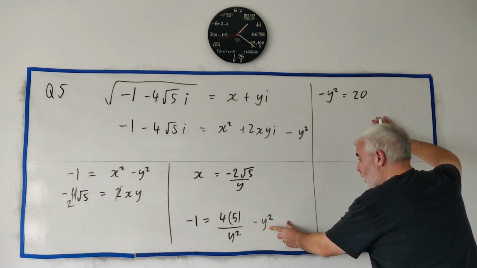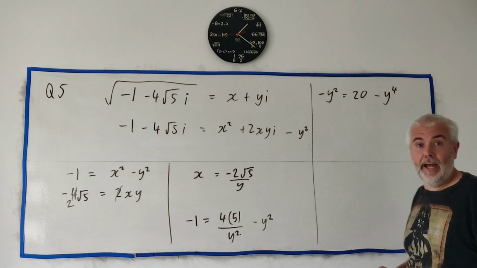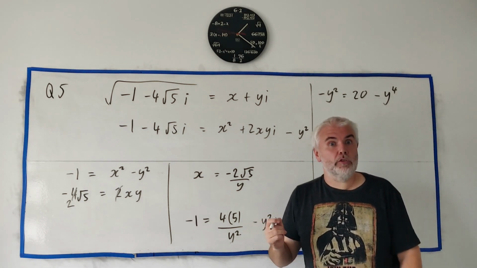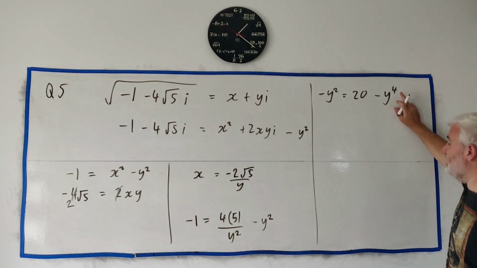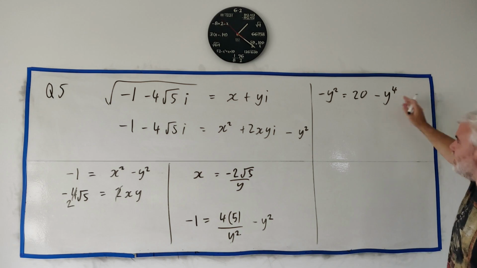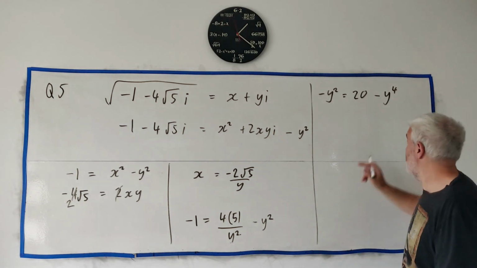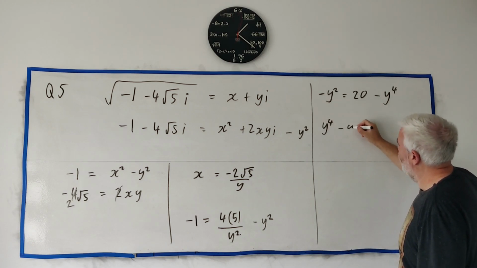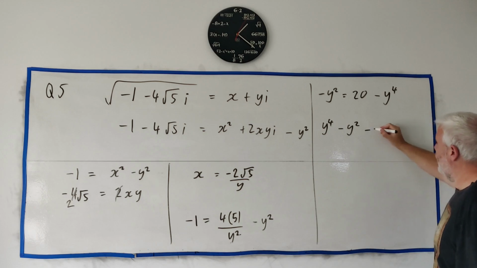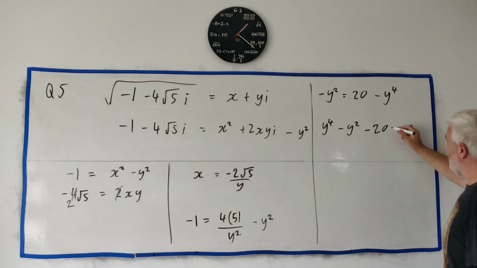Minus y squared by y squared is minus y to the power of 4. And this is what they told us we'd find. We'd find a quartic equation, something to the power of 4. Let's get everyone the same side and put them in descending order. So we'll put y to the power of 4 first, then y squared next, then y to the power of 0, which is the number.